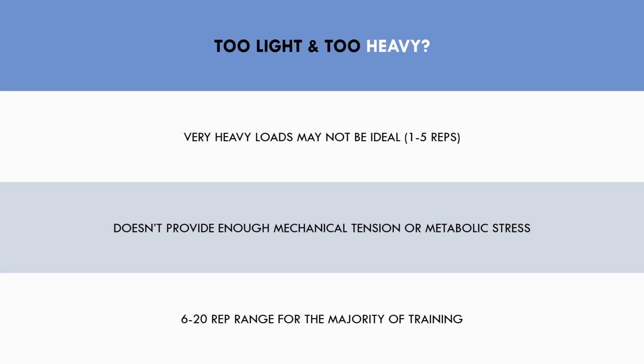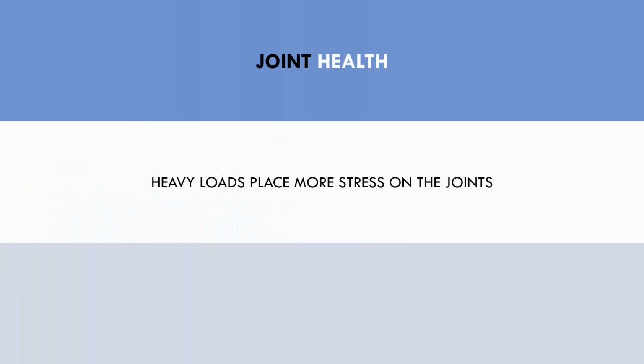Another thought when selecting loads and rep ranges is to consider joint health. Heavier loads generally tax the joints to a more significant degree, meaning that high volumes of heavy loads may cause joint irritation over time. So it is important to make sure that the trainee uses rep ranges that don't cause joint pain over time.